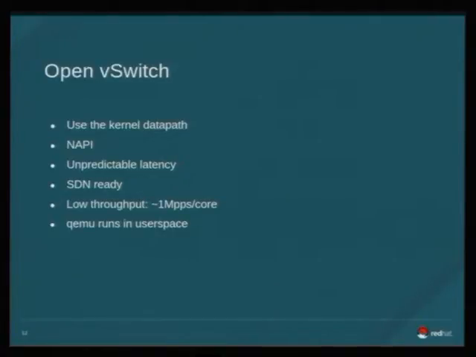Open vSwitch is pretty much the same thing as Linux bridge. It runs in the kernel data path, also relies on NAPI, unpredictable latency. One good thing is that it is SDN ready, at least it speaks one main protocol. But the throughput, since it leverages the same infrastructure in the kernel, is pretty much the same, 1 million packets per core. Also, QEMU is in user space, so there is a solution to speed that up, which is called vhost, but still it has an additional cost.